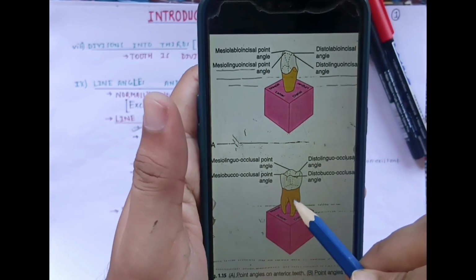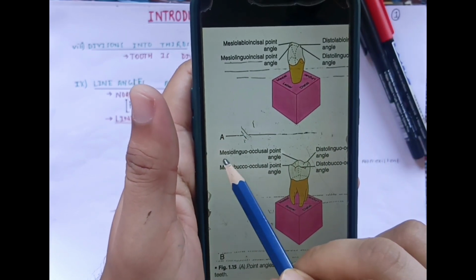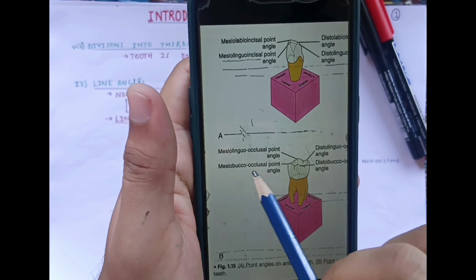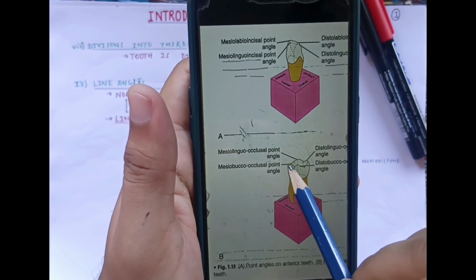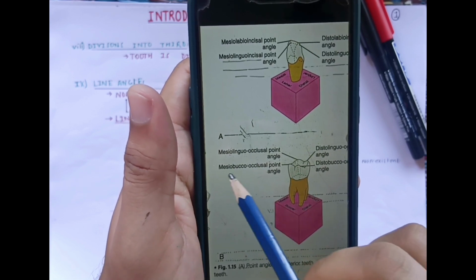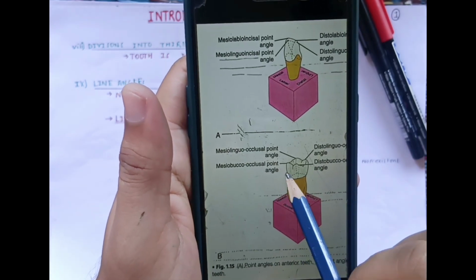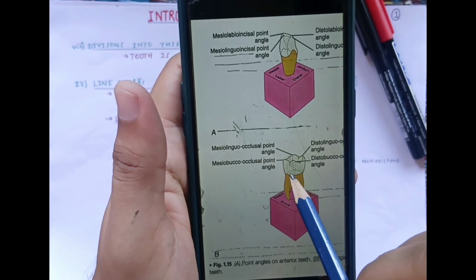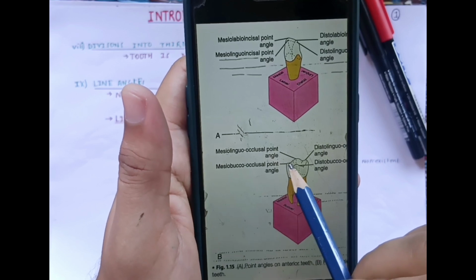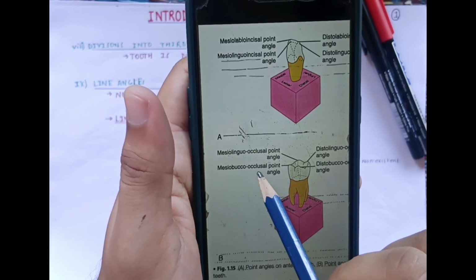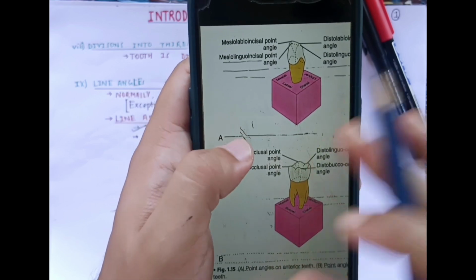Similarly in posterior teeth we can see the mesiolinguo-occlusal point angle and the mesiobucco-occlusal point angle. This is the mesio-bucco-occlusal point angle, meaning the mesial side from this, the occlusal side from this, and the buccal side from this. So three surfaces meet at the mesio-bucco-occlusal point angle. So it is easy to understand.